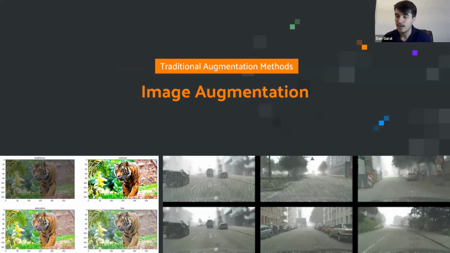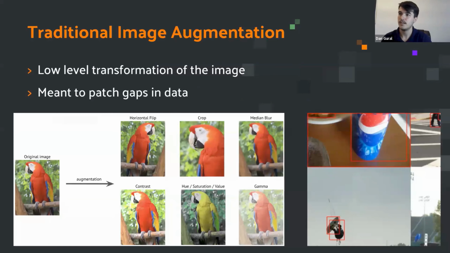So we also see image augmentation, right? Image augmentation is now we're moving more towards our images, and how can we change our existing images to make them better for our model to learn on? Traditionally, we see very basic transformations, things like horizontal flip, cropping, or changing the brightness or values within your images in order to have these low-level transformations that are meant to patch the gaps in your data.